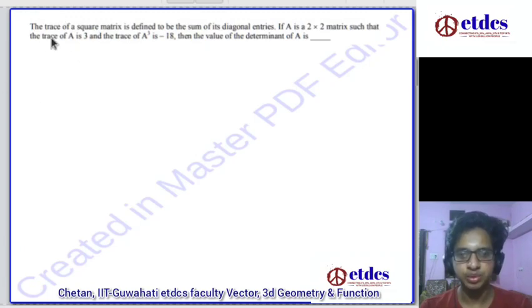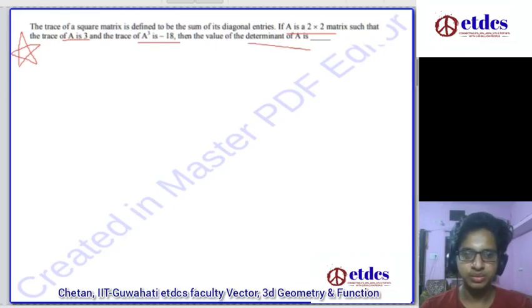Next, this is one more numerical type question, and I guess this can be treated as an easy question only if you can spot the trick in here. So what it says: the trace of a square matrix is defined as, basically it is telling what a trace is. A is a 2 by 2 matrix, such that trace of A is 3 and trace of A cube is minus 18. Then find the determinant of A.